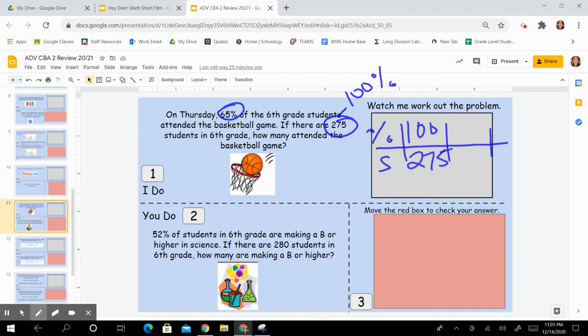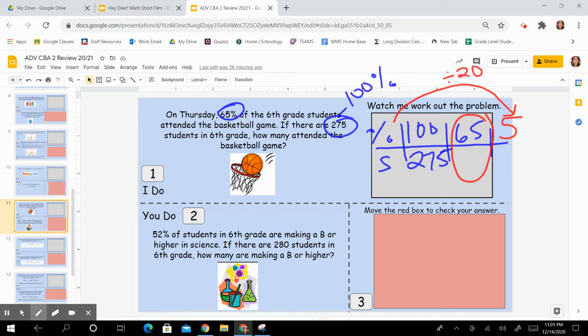It's asking us to find 65% of students. That's what we're looking for right here. Okay, we can't go from 100 to 65, so we have to find a benchmark percent. I'm going to find a benchmark percent of 5%. Now, how do you go from 100 to 5? Well, I'm going to divide by 20.